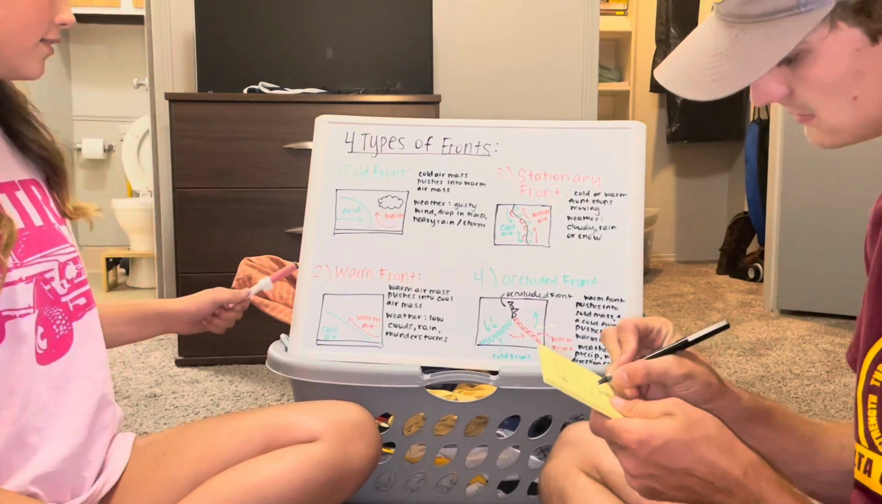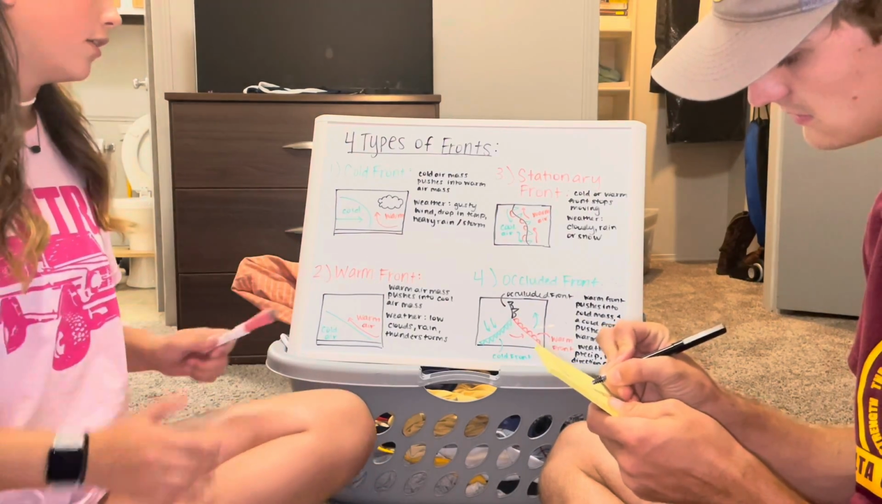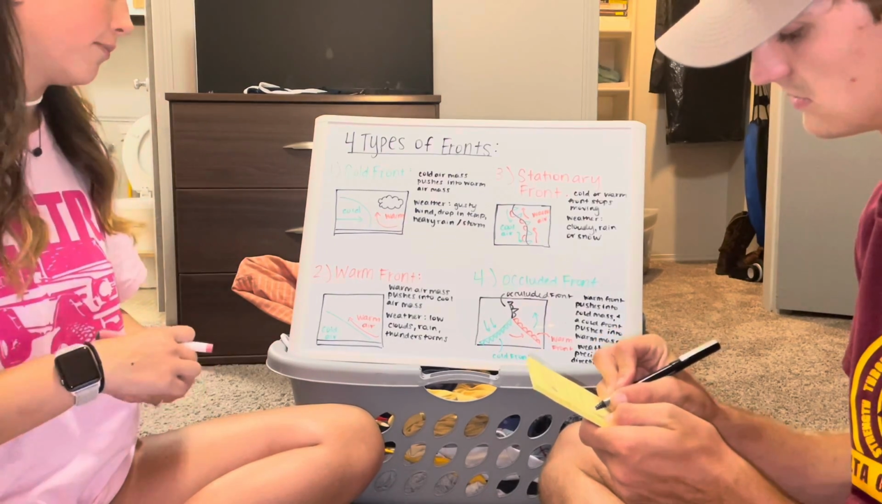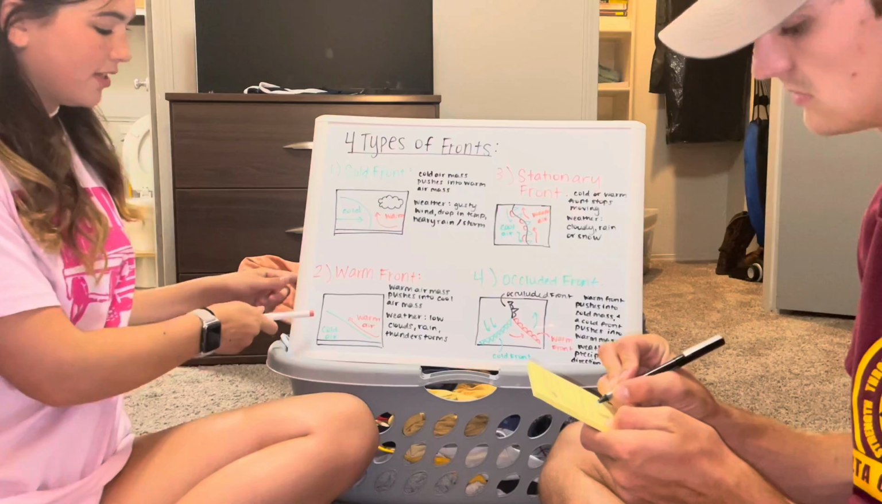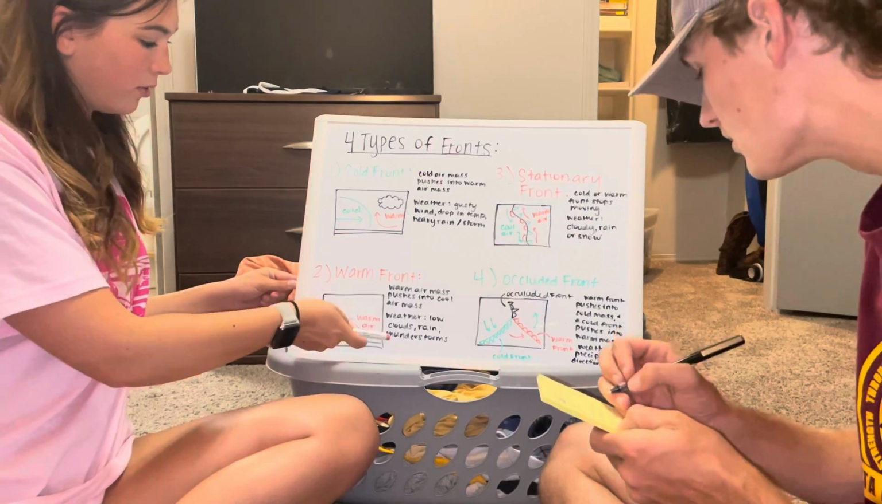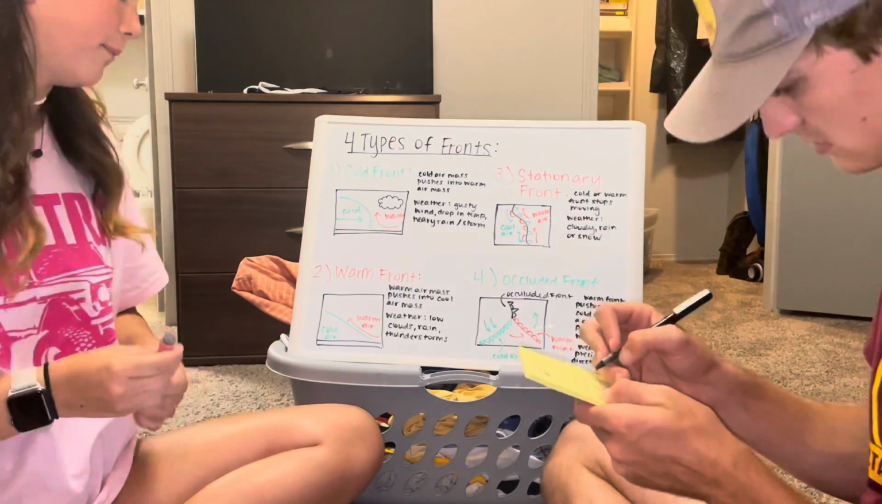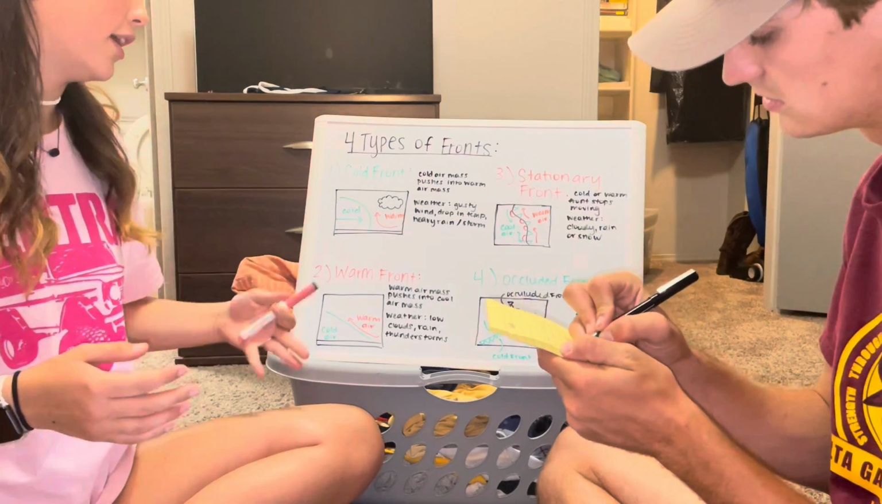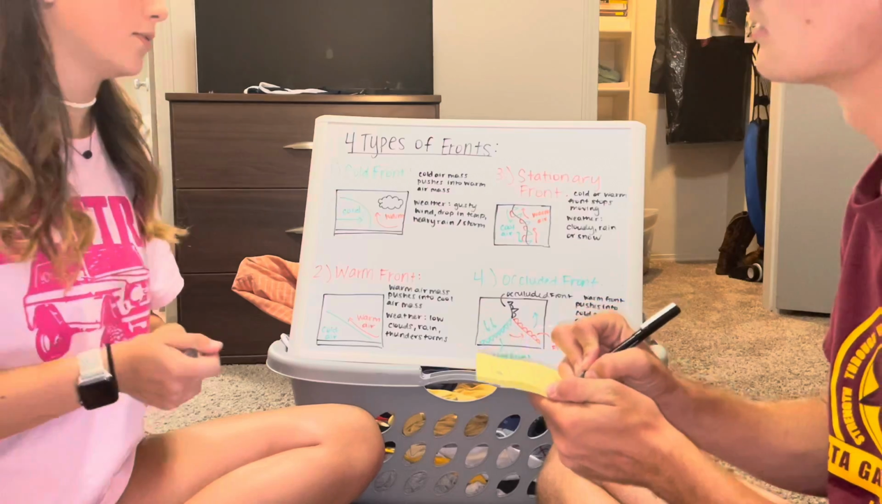The second front we were talking about is a warm front. During a warm front, warm air mass pushes into cold air mass. So you can see here, the cold air is here, the warm air is pushing up against the cold air. The weather during this kind of front is low clouds, rain, and thunderstorms.